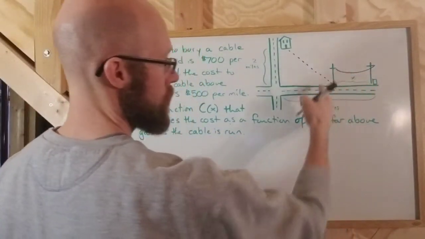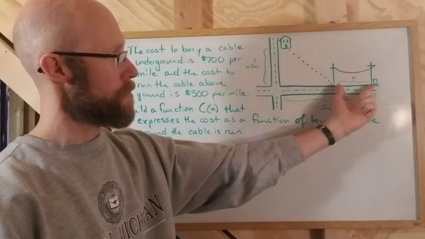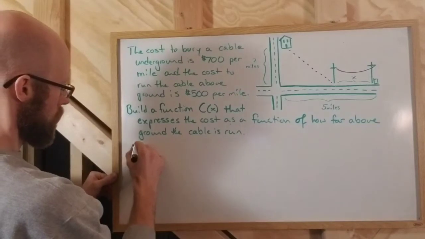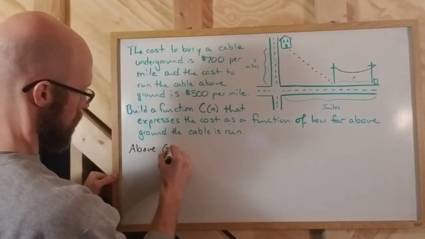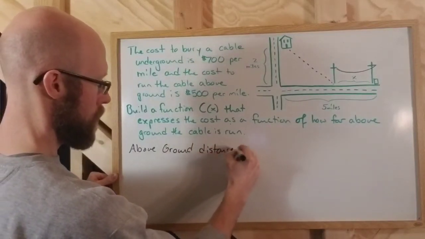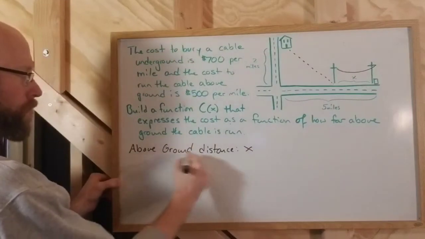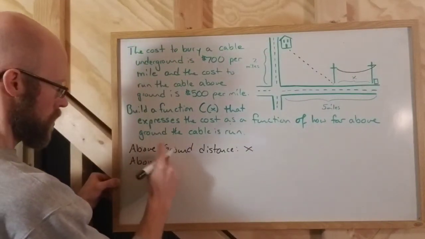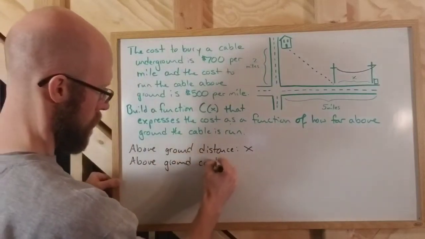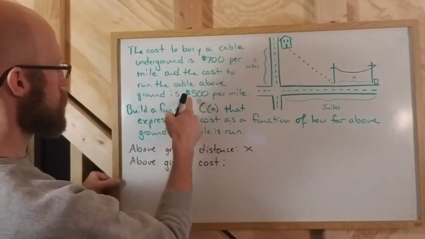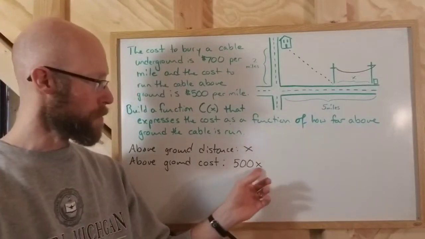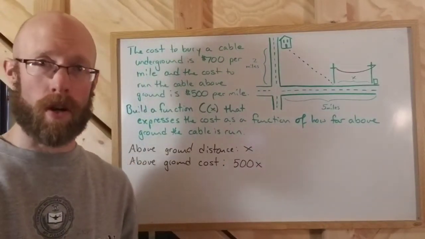The first distance is x. Well, the above ground cost, or the above ground distance, above ground distance is x. So the above ground cost, let's make that a little g, would just be the $500 times x, right? So it's $500 per mile, 500 times x would be the total cost.